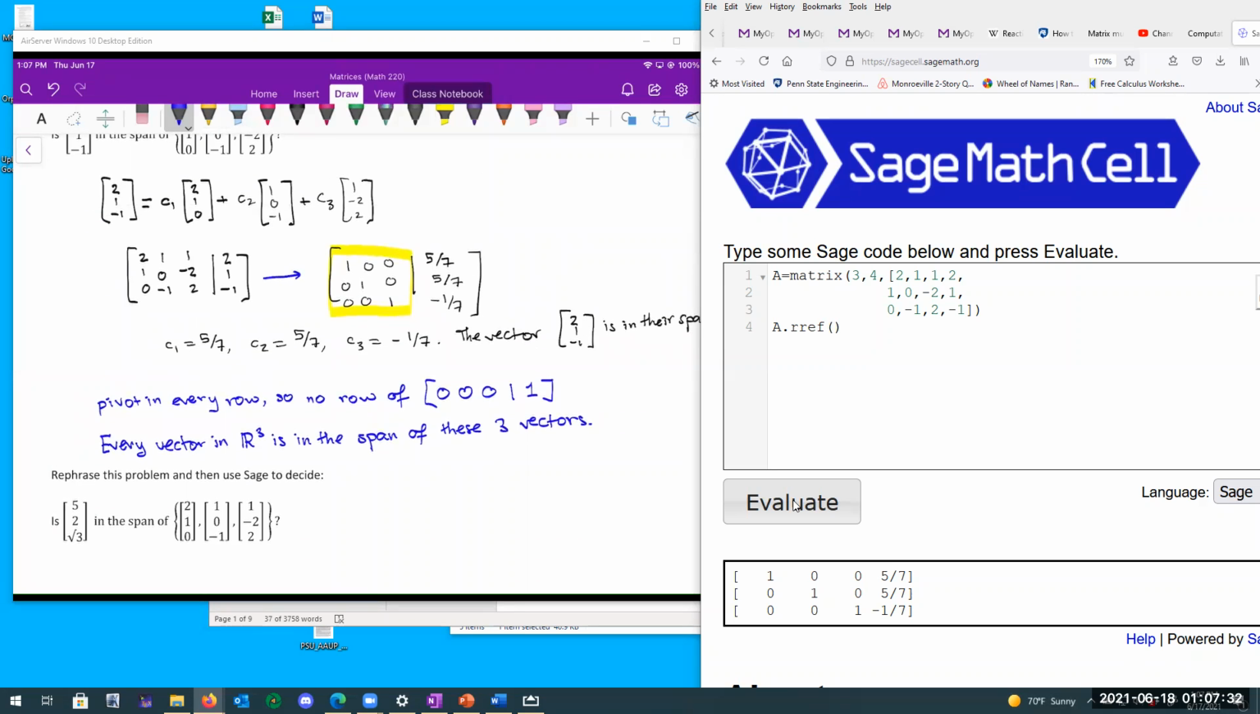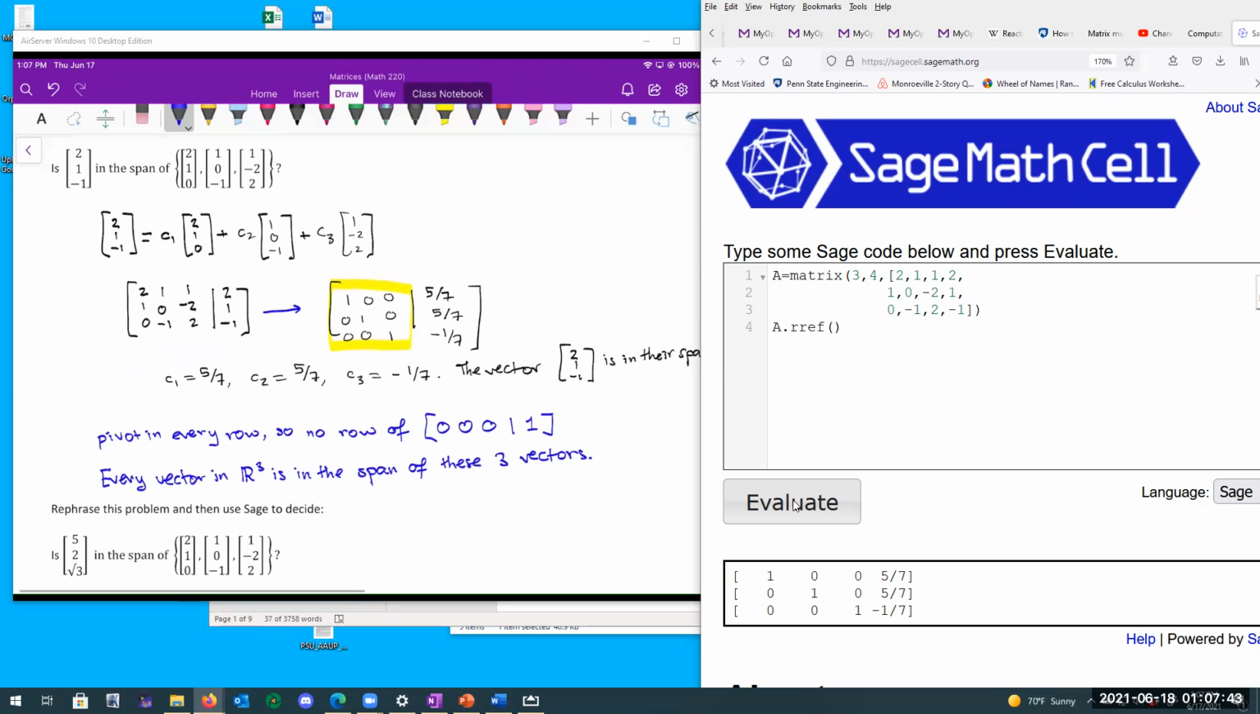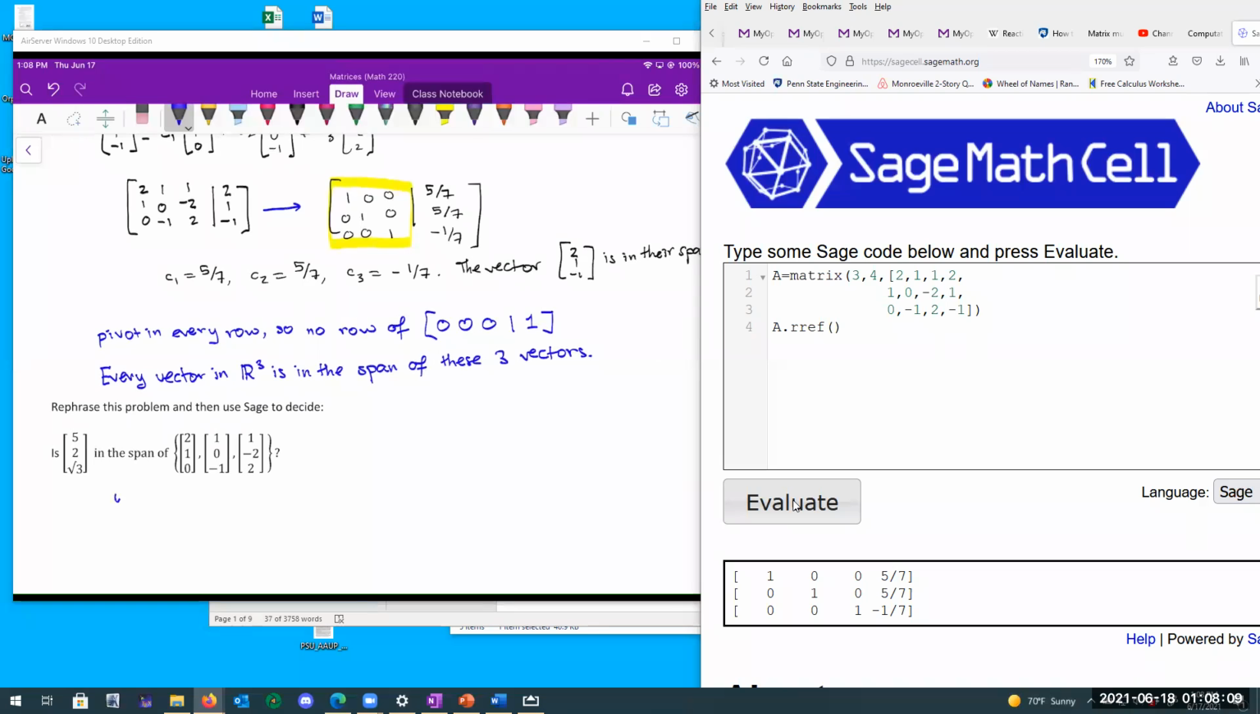So for instance, if we have this vector 5, 2, square root of 3, and we want to know, is it possible to write it as a linear combination of these three vectors? Notice these are the same set of vectors. We know that when we do the row reduction, the left of the augment is going to look like 1, 0, 0, 0, 1, 0, 0, 0, 1, the identity matrix. So it has a solution. We might not know offhand what that solution looks like, but we can guarantee it is going to be in the span of those three vectors.